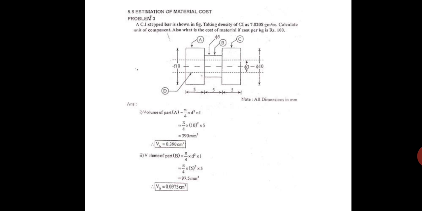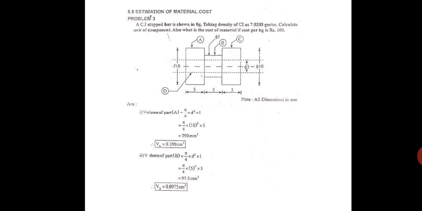Volume of part B. Again, the same. This is a cylindrical bar, a stepped bar, cylindrical in nature, because he has given diameter, dia 10, dia 3. Dia means it is a round bar. So pi by 4 into d square into L. Here d is 5 mm and L is also 5 mm. So pi by 4 into 5 square into 5 is 97.5 mm cube. Dividing by 1000, you get 0.0975 cubic centimeter.